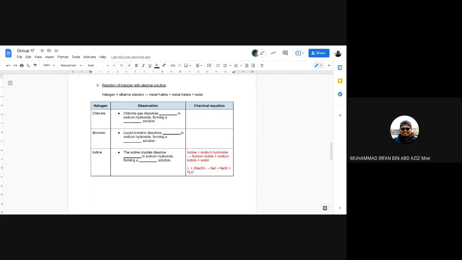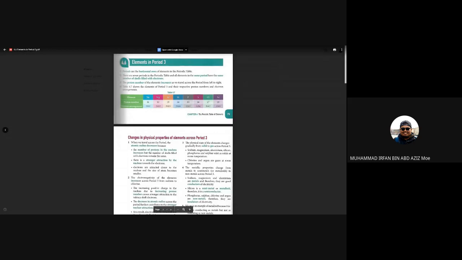Okay, next. Cikgu akan masuk sekejap a little bit on period 3. Before this, we learn group 1, group 17, group 18. Now kita akan masuk ke period 3. We are going to learn about physical properties sahaja dulu for hari ni. It's just a short one lah. Sekejap cikgu sharekan.